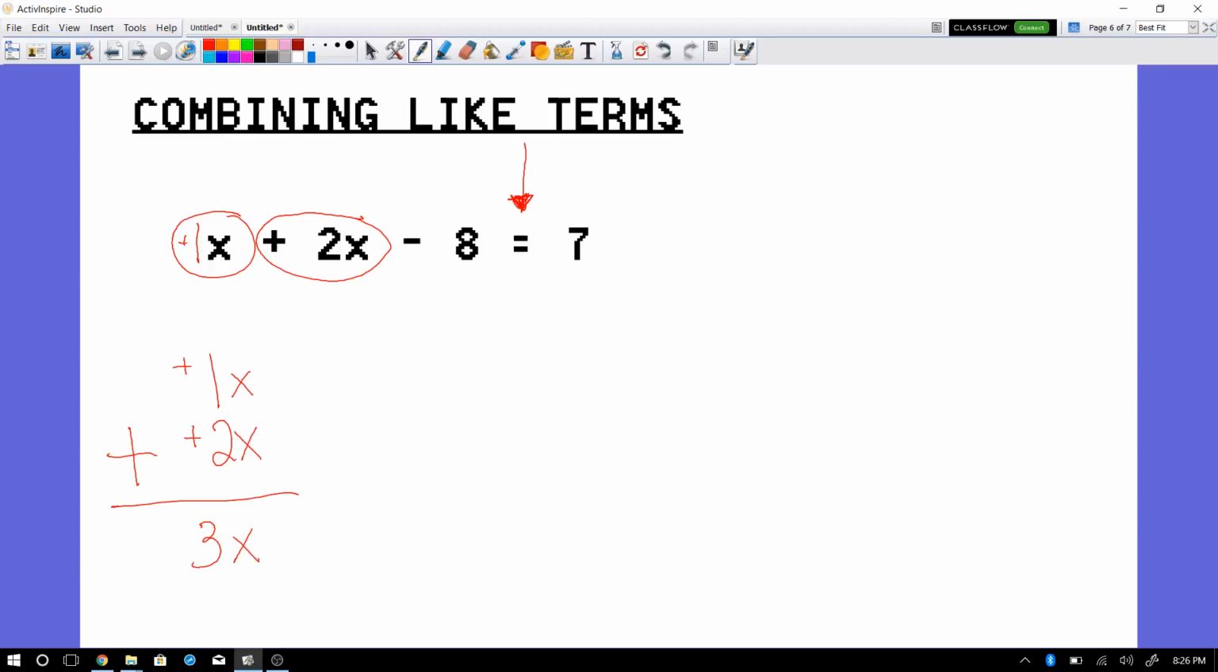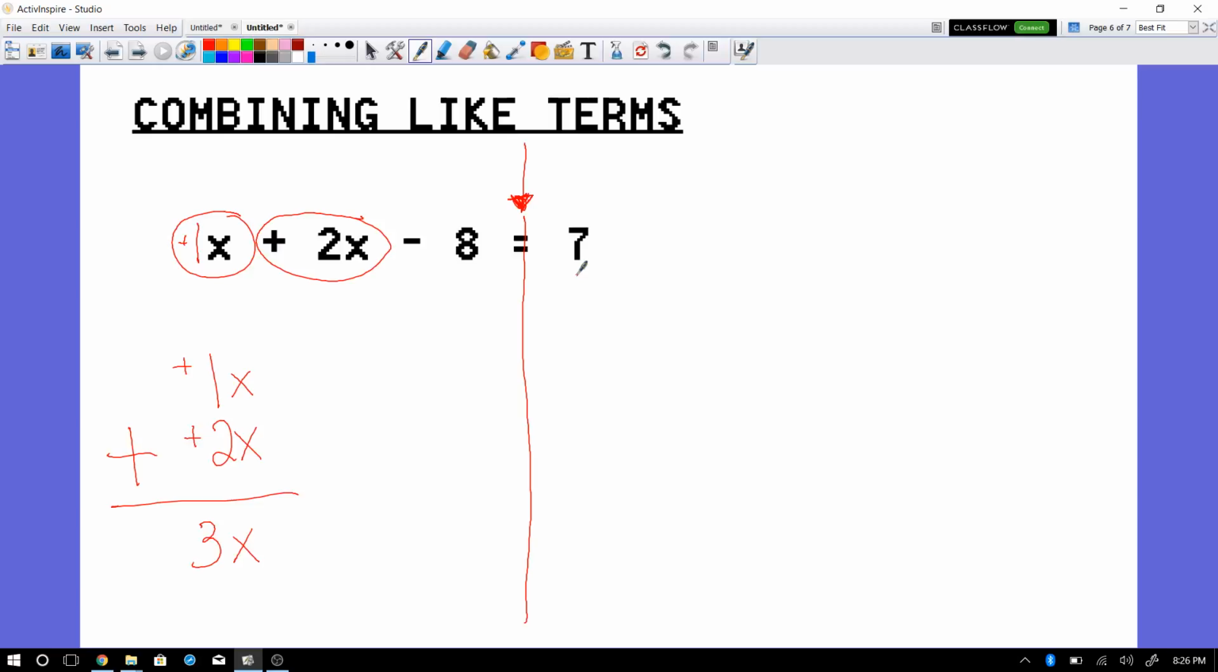This is where the first step in a multi-step equation would take place. Do you see any like terms? And the answer was yes, and we combine them. There are no more like terms on either side of the equal sign. So you could sit there and say, well, I see a negative 8 and I see a 7, but they're on opposite sides of the equal sign. Those would not be considered like terms.